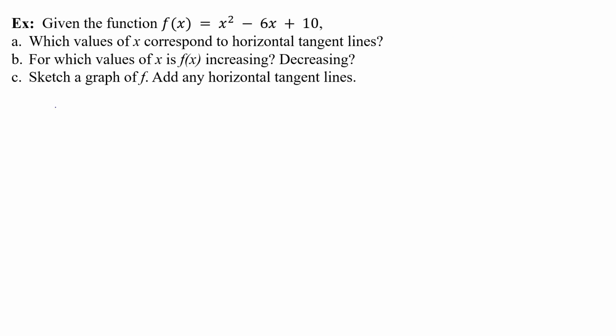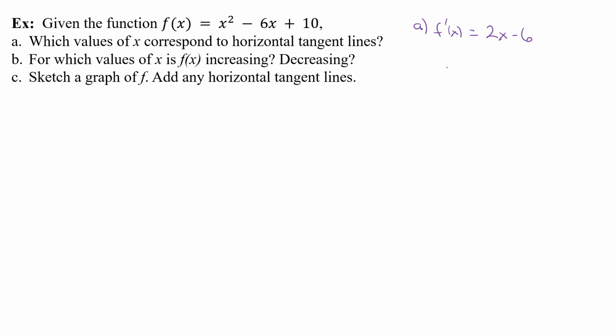All right, so first off, let's do A. So the derivative of that. So f prime of x is equal to what? Well, that's going to be 2x minus 6, okay? Now, find any values of x corresponding to horizontal tangent lines.